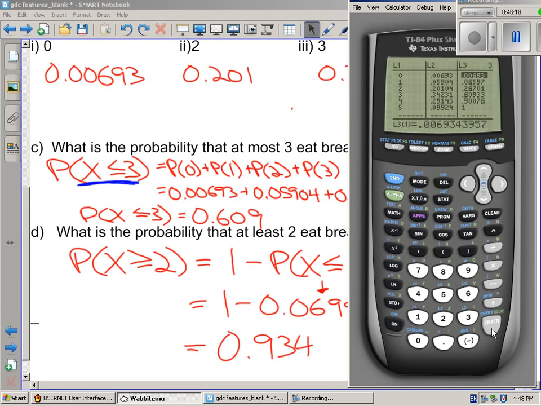Okay. And not surprisingly, after you do all that, you get a 1 over here because the probability of up to 5 successes is just going to be 1. You're guaranteed to have somewhere between 0 and 5 inclusive successes.